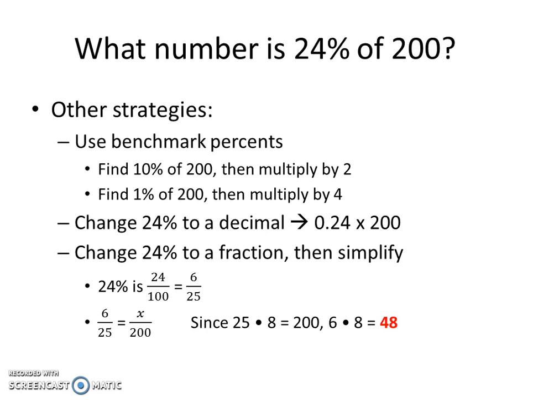Other strategies that we've been talking about to find a percent of a number is by using benchmark percents. We could find 10% of 200, which will be 20, and then multiply by 2. And then we can find 1% of 200, which will be 2, and multiply by 4, which will also get us 48. We could also change 24% to a decimal and then multiply, or we can change 24% to a fraction, then set up a different proportion to solve for x. Again, none of these strategies are any better or any worse. It just depends on what the problem is. That's going to let you know which strategy is best to use.